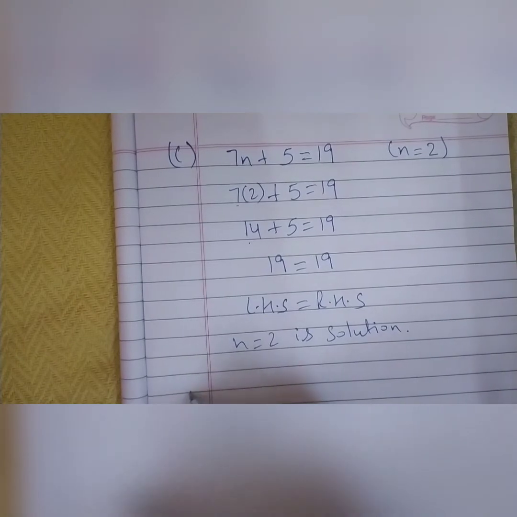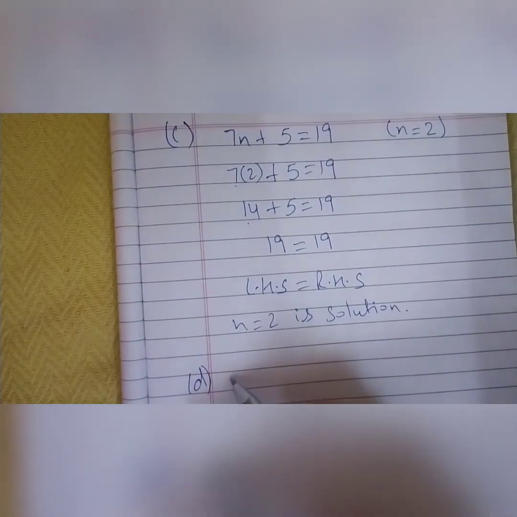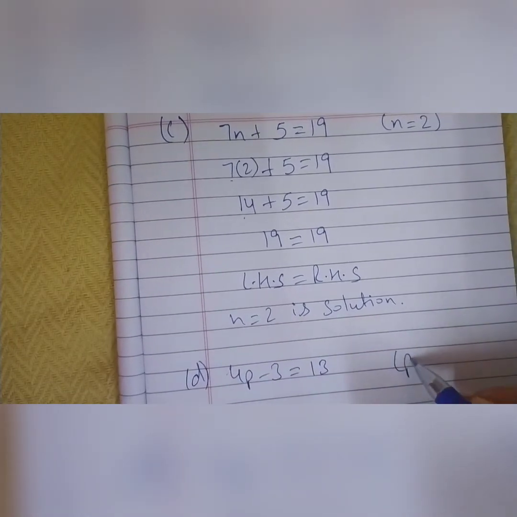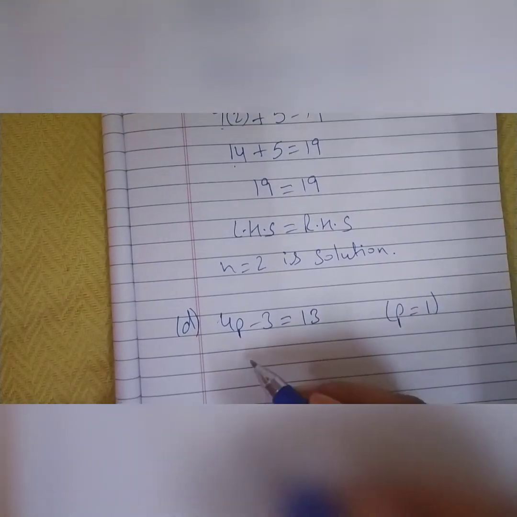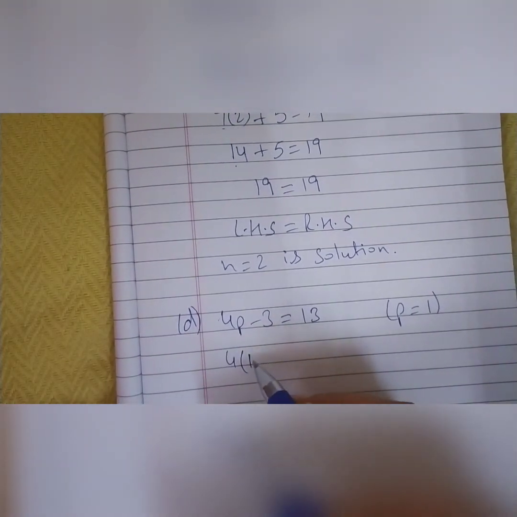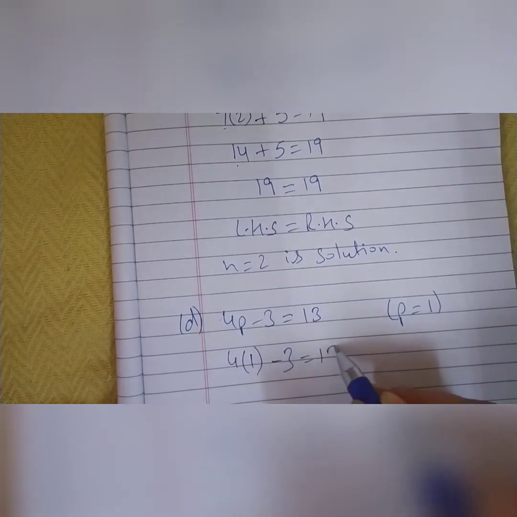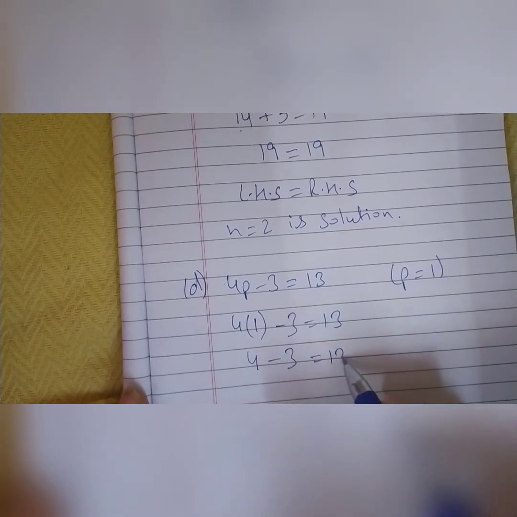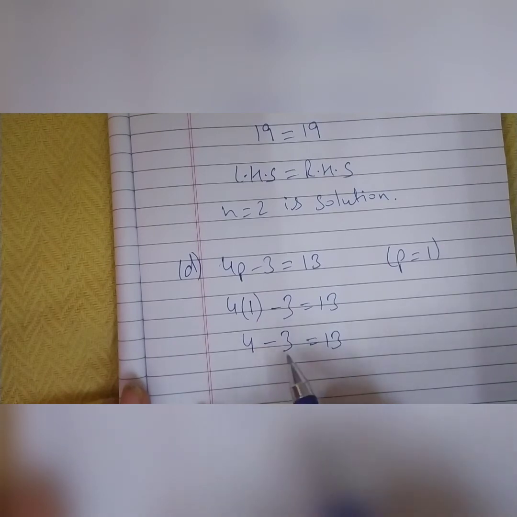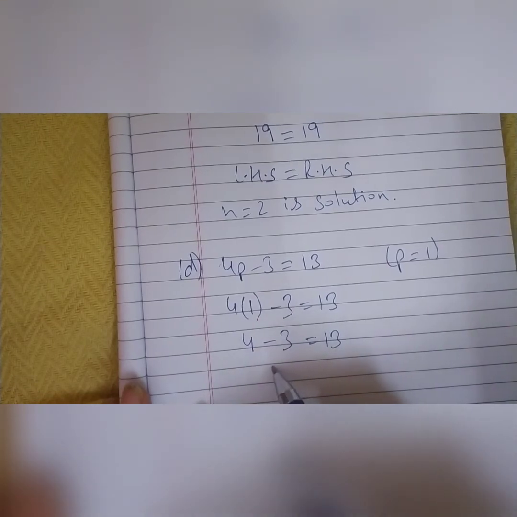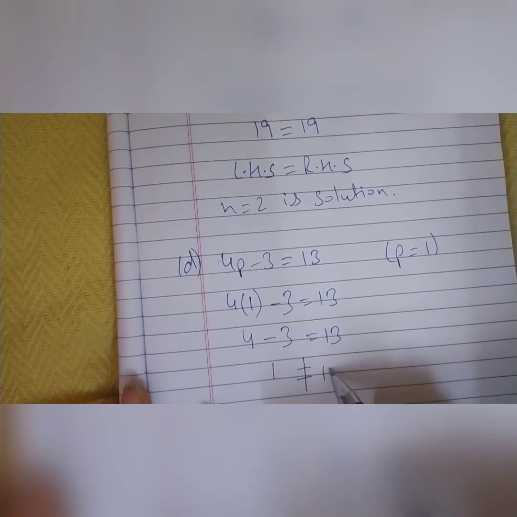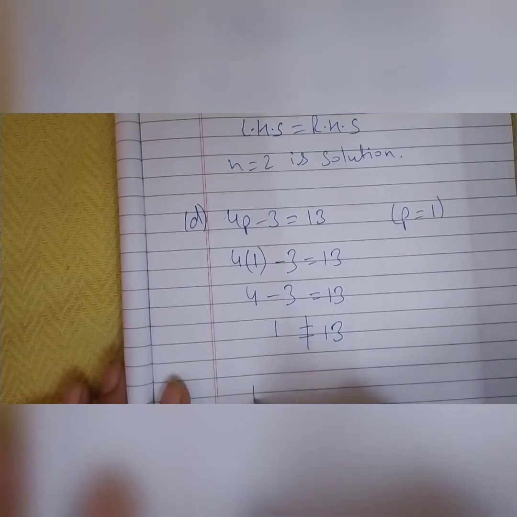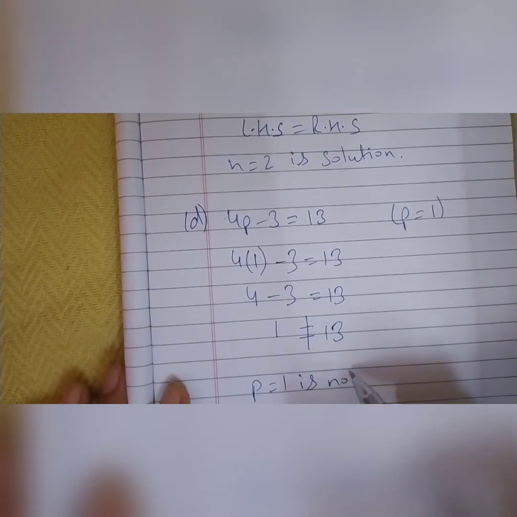Okay. Next come to the D part. D part is given here: 4p minus 3 is equal to 13. And here the value given is p is equal to 1. Now put the value of p, that is 1. The rest of the equation we note down as it is. 4 multiplied by 1 is 4, minus 3 is equal to 13. On the left hand side we subtract 4 and 3 and get 1, which is not equal to your right side, because on the right side 13 is given. So we can say p is equal to 1 is not a solution.